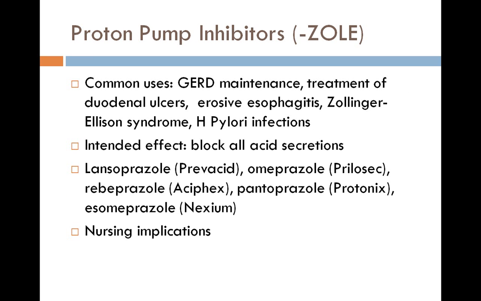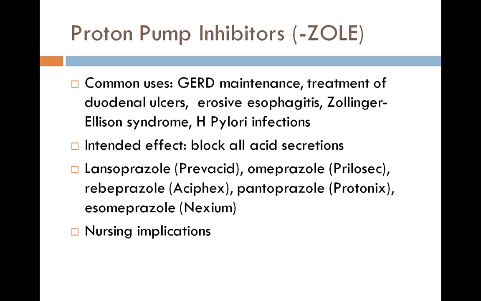Okay, proton pump inhibitors ending in -zole. We commonly use these medications for GERD maintenance. They can also be used for the treatment of duodenal ulcers, H. pylori infections. The intended effect of proton pump inhibitors is that they block all acid secretions. And so you see here some of the common medications listed, some of the common medications used.